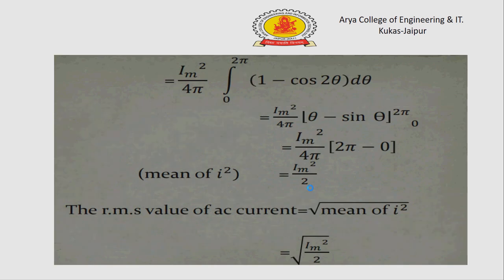So Im square upon 4 pi integral 0 to pi of (1 minus cos 2 theta) d theta equals Im square upon 4 pi times (theta minus sin 2 theta upon 2) from 0 to pi, which is Im square upon 4 pi times 2 pi minus 0, and the mean of I square is Im square upon 2. The RMS value of AC current is the square root of the mean of I square, the root of Im square upon 2, equal to Im upon root 2.